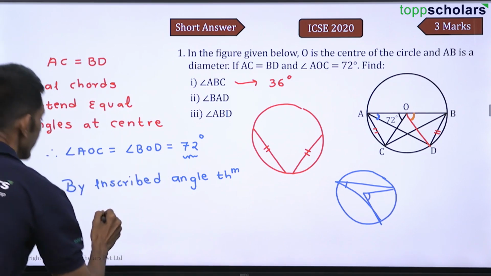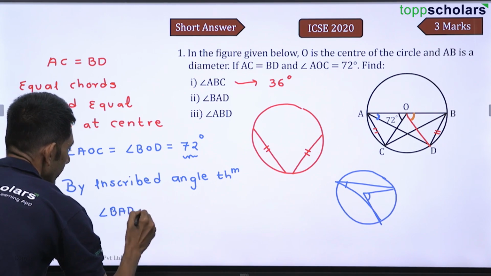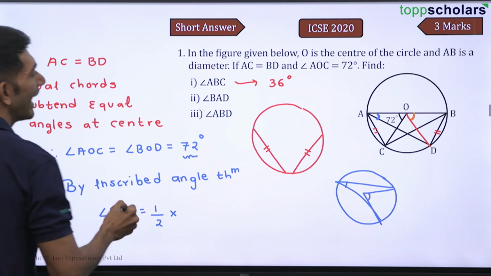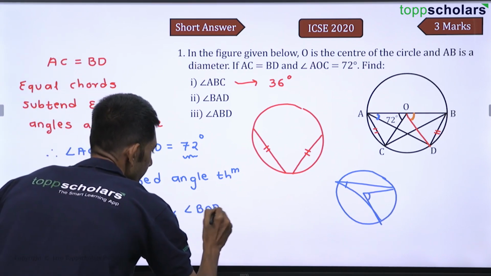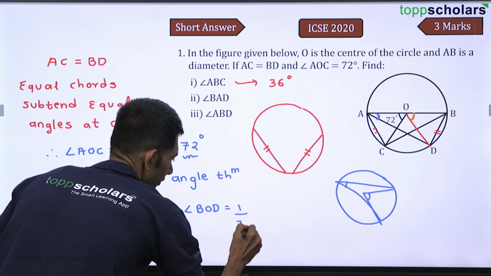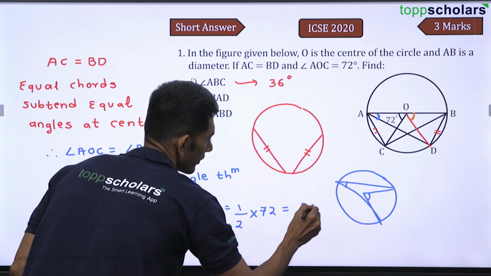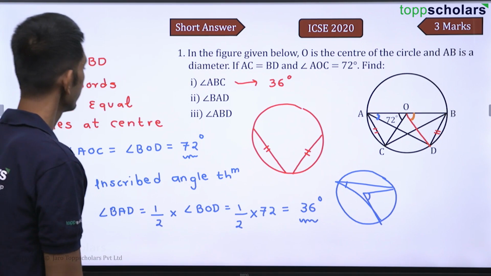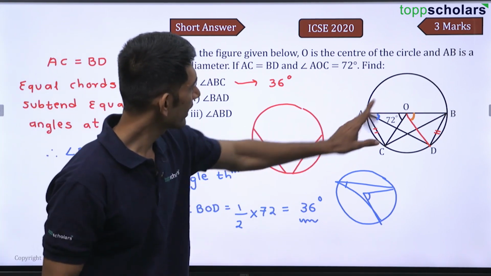angle BAD is equal to half of angle BOD, that is half of 72, that is 36 degrees. I hope this part is clear to all of you. So we got the measure of this particular angle as 36 degrees.